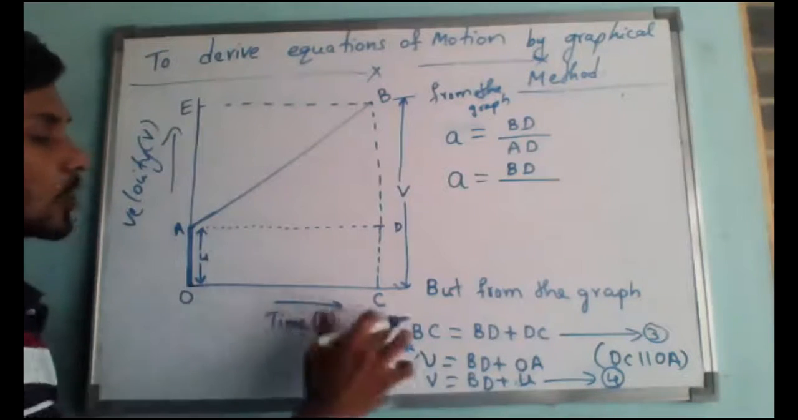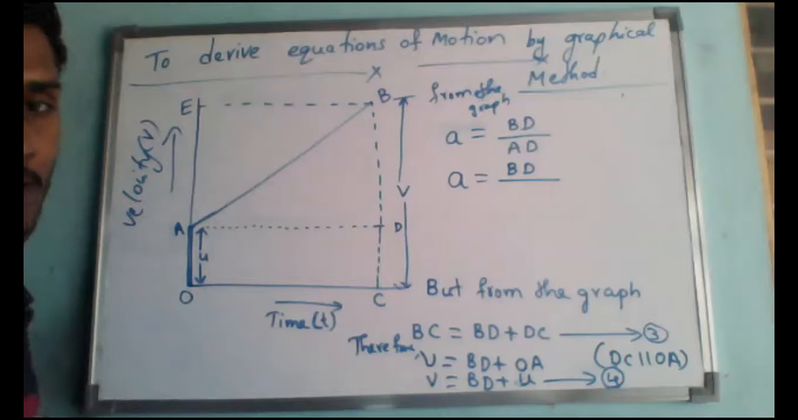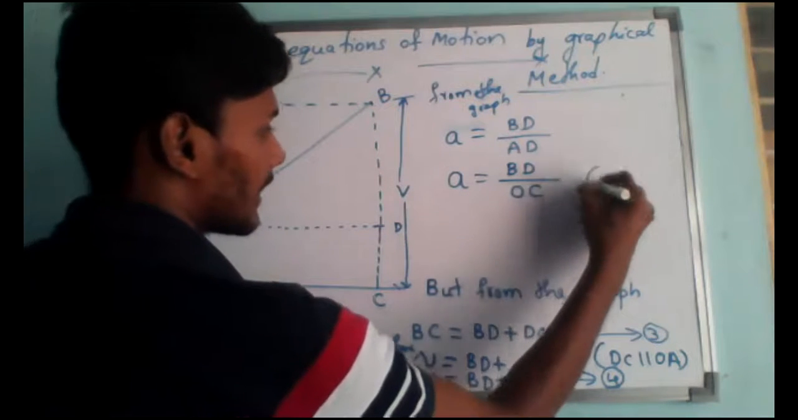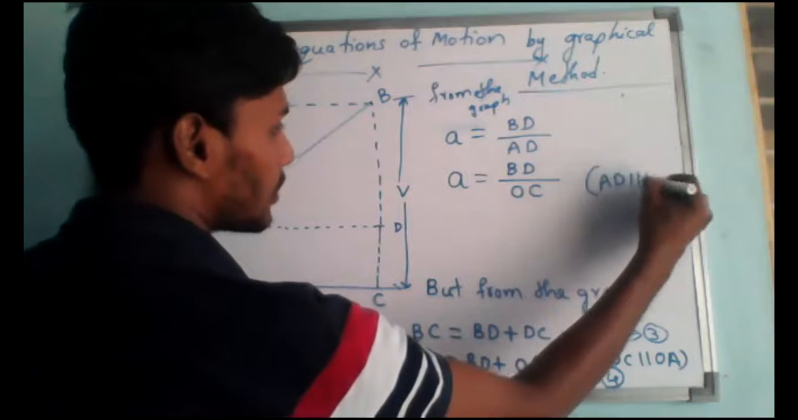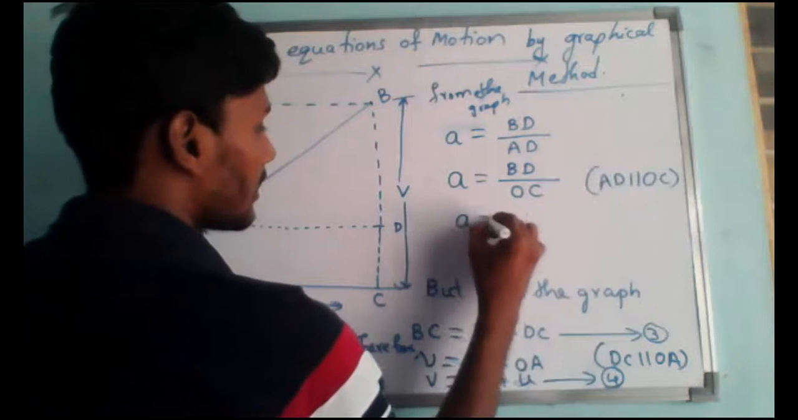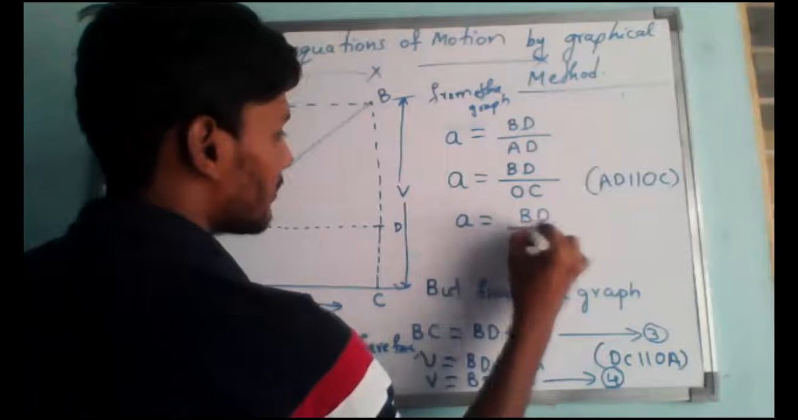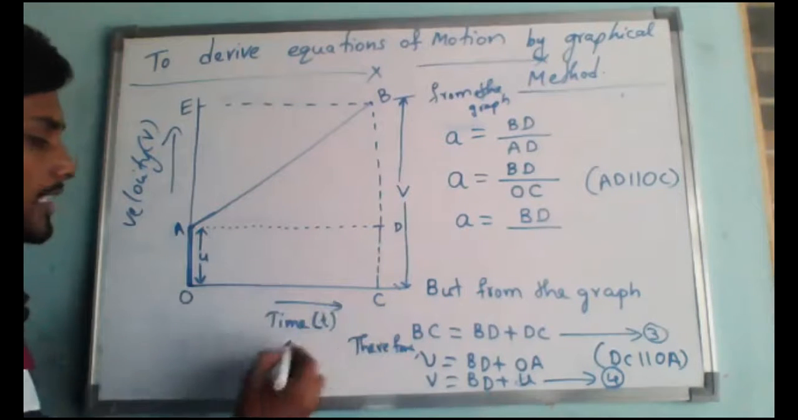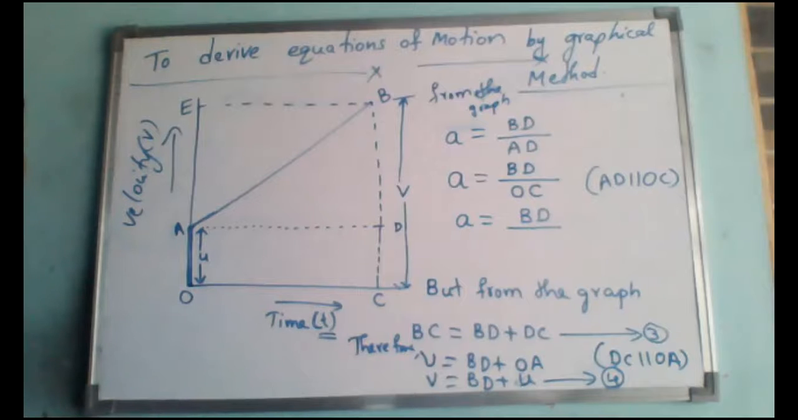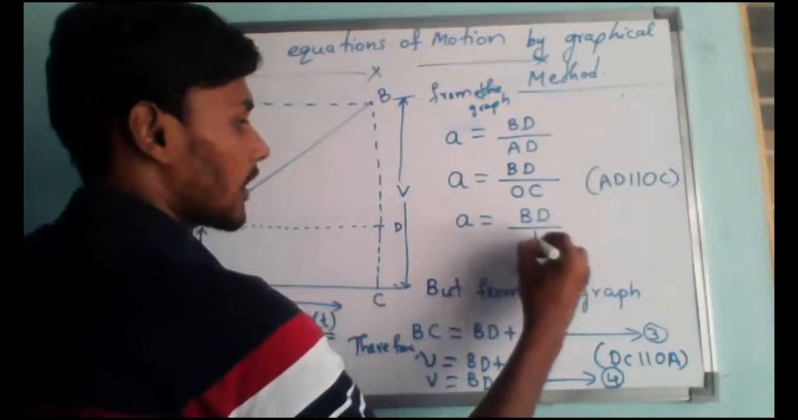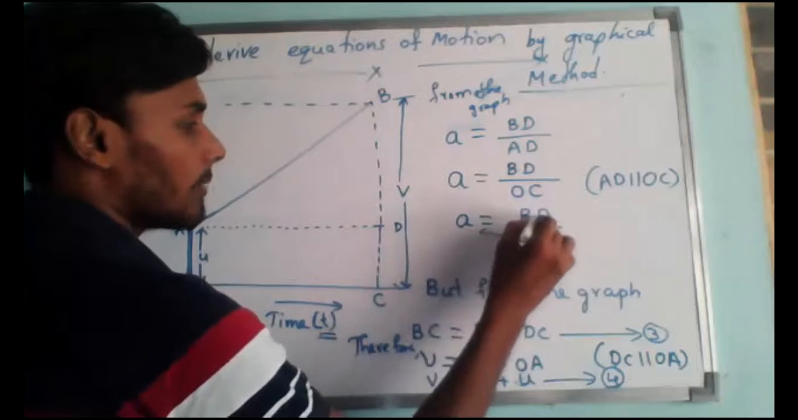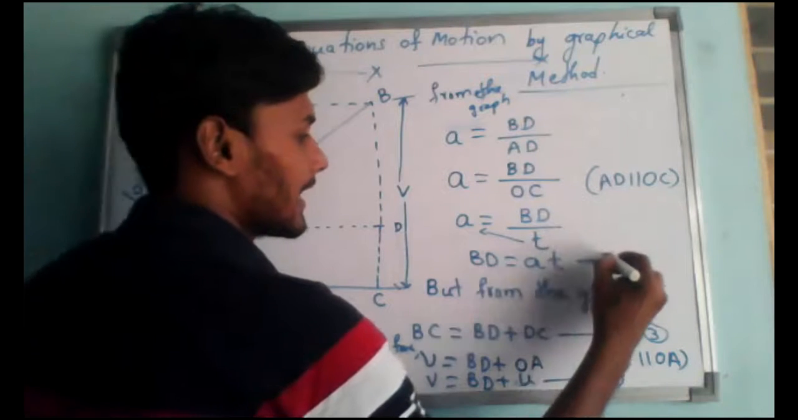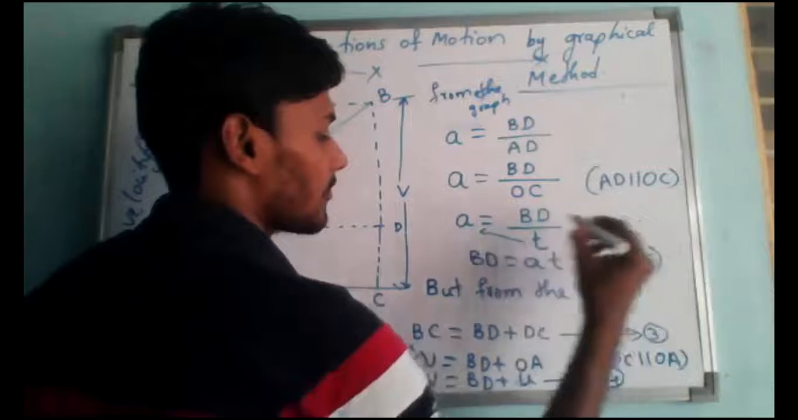AD is parallel to OC. Is it correct or not? Because AD is parallel to OC, OC is equal to what? This and this are parallel, correct? OC is equal to time, that's all. So now you observe, t will come to this side. We want BD, so BD is equal to, can I write a times t? Let me imagine this is equal to that.